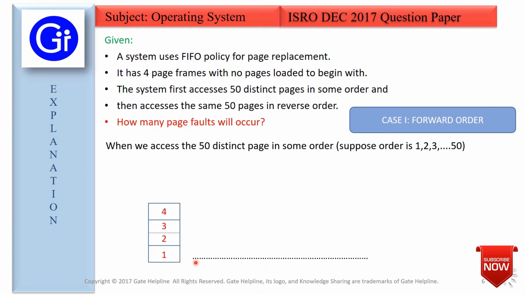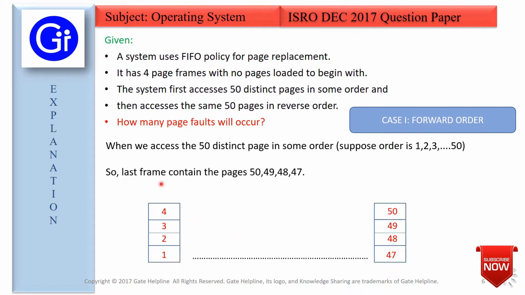Similarly, we will get page faults till the end of the distinct page order. The last page frame will have the pages 47, 48, 49 and 50, and all these will be page faults only. So the last frame contains the pages 50, 49, 48, 47. Then the total page faults that occur are 50. You can see that all these are page faults. So in case 1, we have a total of 50 page faults.